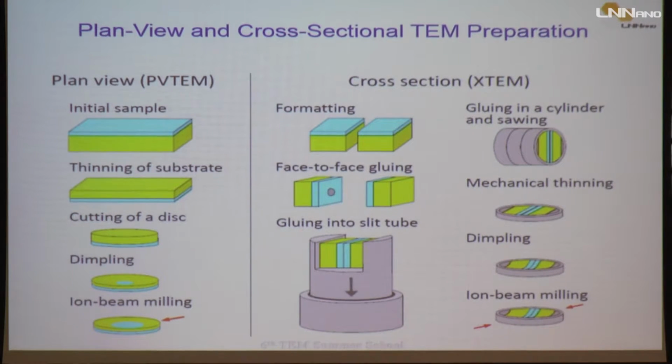Then we will have plane view and cross-sectional TEM preparation. Okay. First, plane view. What we need to do to prepare this. You have the initial sample. We are interested in this green part here. What we need to do? We need first to thin the substrate. Okay. In this case of the quantum dot, you have the quantum dots in a silicon substrate. You need to thin the substrate first.